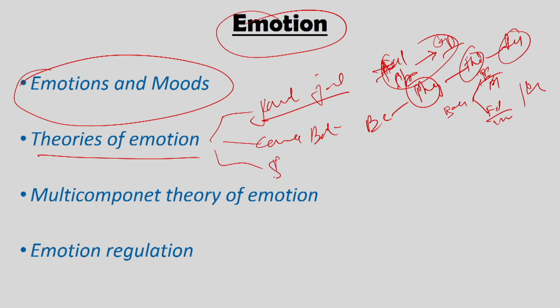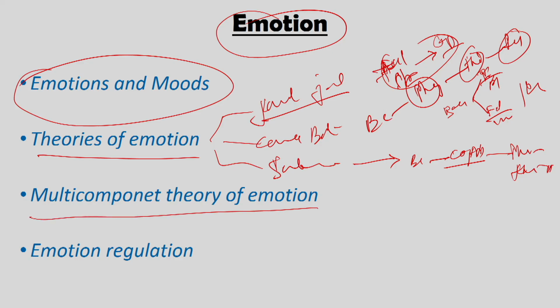Then we have the Schachter and Singer theory, which basically says that when we see a bear, first we do something called cognitive appraisal. We actually decide whether this bear is worth fearing or not, and based on that the physiology and then the thinking part comes in, and then we run.